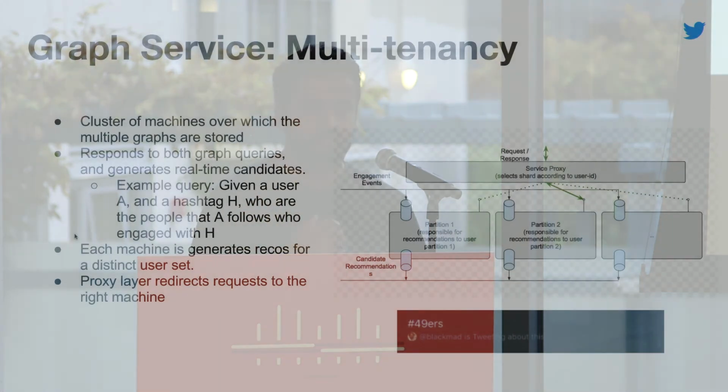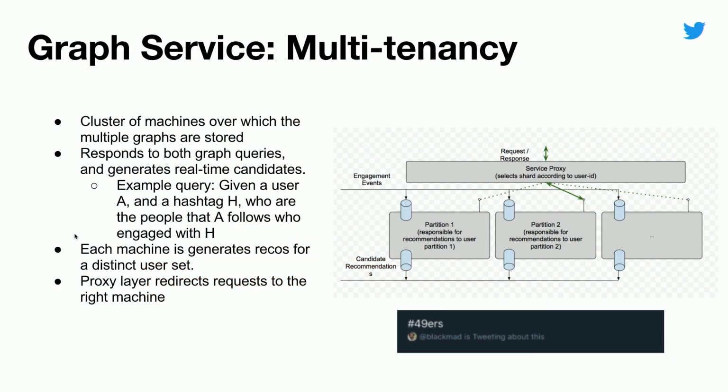Each machine here, so there's a proxy layer. Since each machine is responsible for a subset of target users, we need a proxying step where when a request comes in, it figures out which machine is responsible for that target user, redirects the query there, runs the graph query locally, and returns it back. So that's the service side.